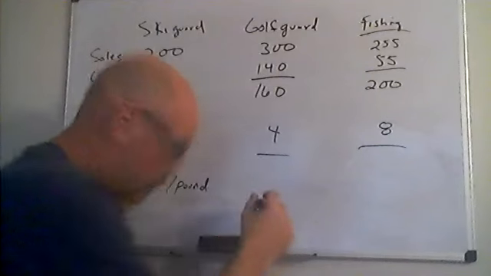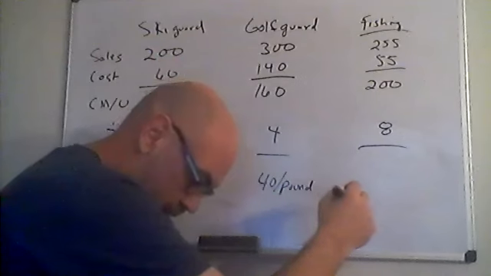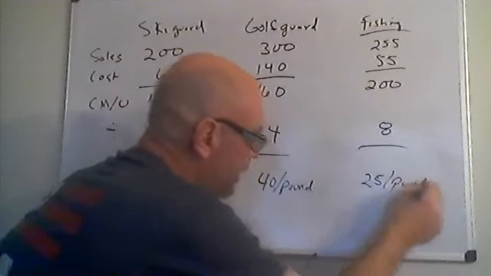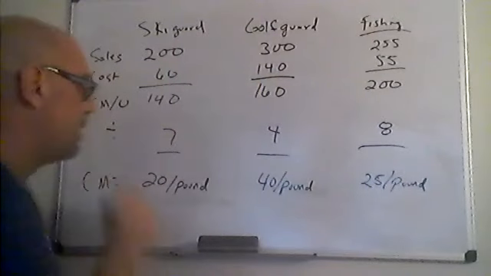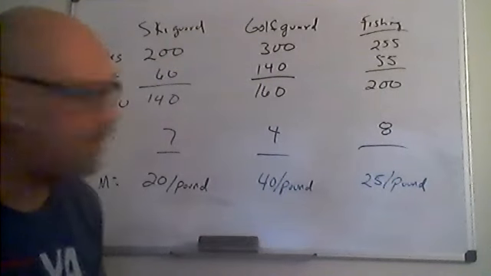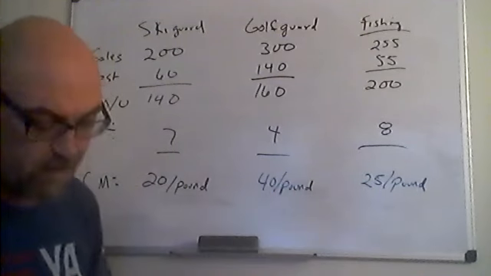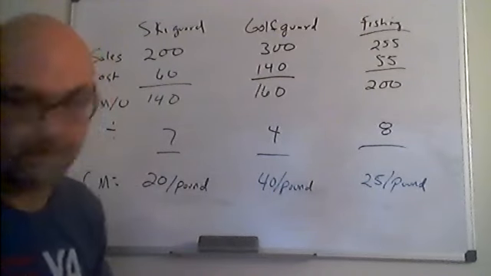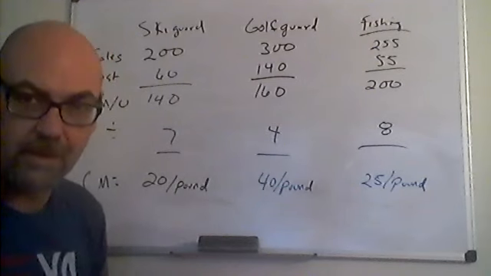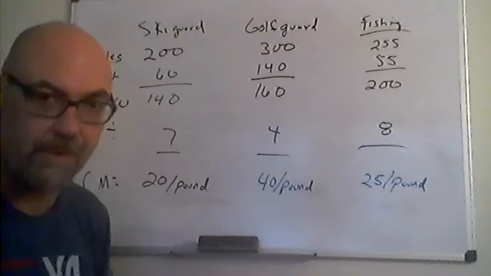So now our contribution margin becomes this amount per pound for each one of these products. So our ski guards now have a contribution margin of $20 per pound of pellet. Golf guard is $40 per pound of pellet, while the fishing is $25 per pound of pellet. So if pellets were our constraint, if it was our direct materials, we want to use our pellets in the most efficient way possible in order to maximize our profits.